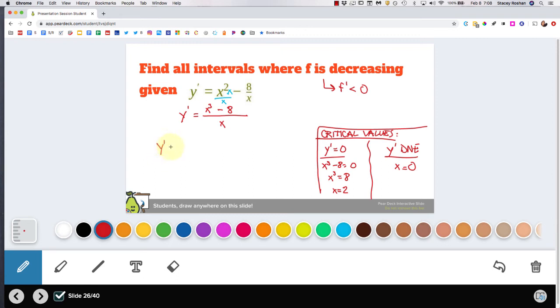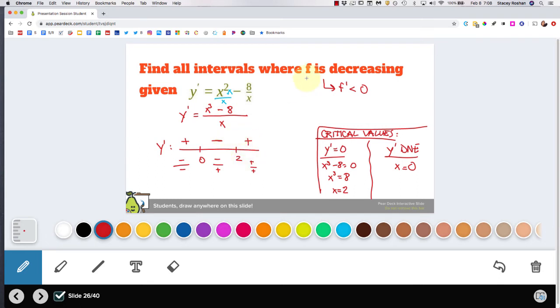So I need to put those all on my number line, 0 and 2. And now I need to look at positive and negative. If I have a negative number, then in the numerator I would have negative minus 8, so that would be negative over a negative in the denominator. Aha, that's actually positive. And then if I put in a 1, I would have 1 minus 8, that would be negative over 1, which is a negative number. And then if I put in a 3, that would be positive over positive, which is positive.